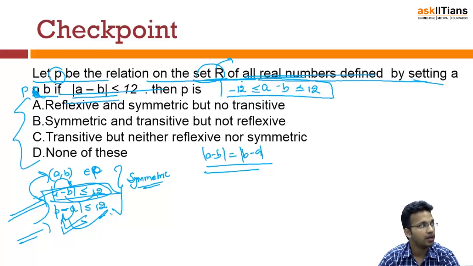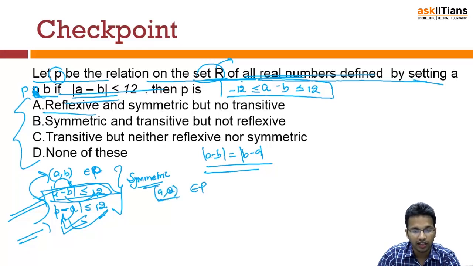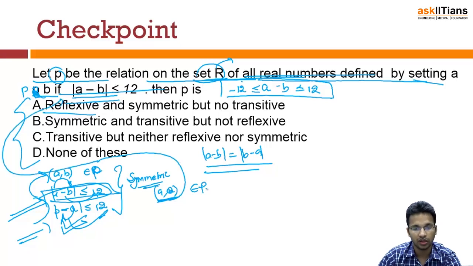Okay, so obviously for reflexive, (A, A) should belong to P. Now (A, A) belonging to P means that this element should satisfy the given relation, that it should satisfy the given condition. So A minus A will be equal to 0, which is less than 12. So this is reflexive as well.